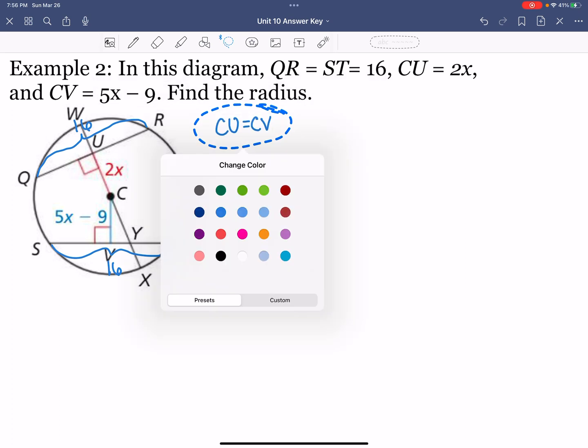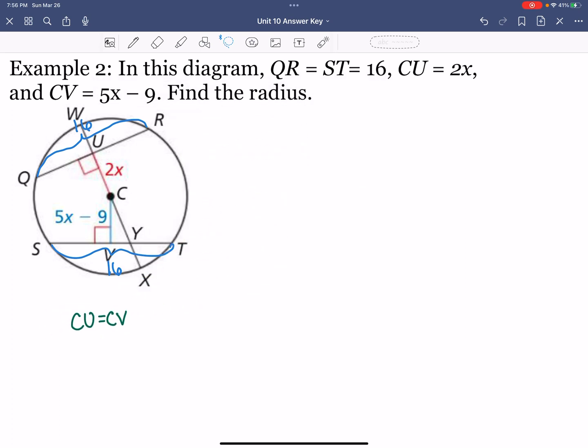Change that color real quick. Bring that down here. And it's telling me I need to find a radius. Well, I have a couple different options that are in my picture already for a radius. I have C to W, and C to X. Now, the issue with using one of these two is I'm only given parts of them. So I'm only given C to U, so I cannot infer what this is going to be, or I don't have any other information that could tell me. Same thing here, I'm not given anything about this part, I'm just given this little bit there.